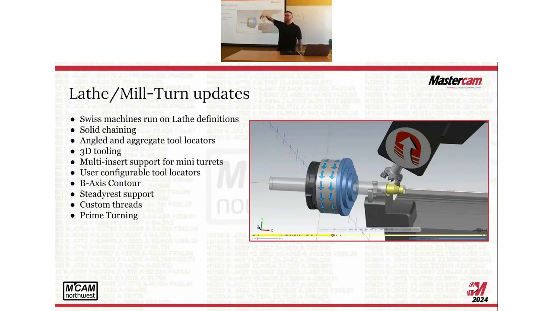B-axis contour. So if you need to move your B-axis while you're turning, if you have a head machine like that, you have that support. Steady rests, whether they are integrated into the machine or they're bolted onto the turret, those are all supported as well. Just a lot of different options.